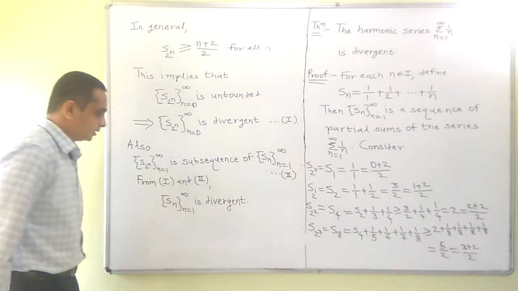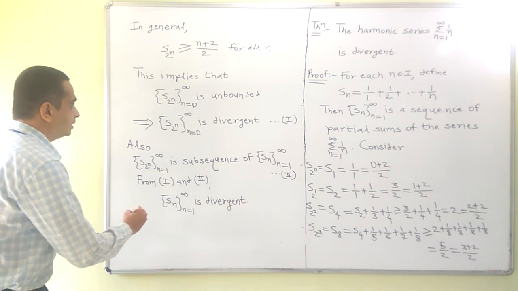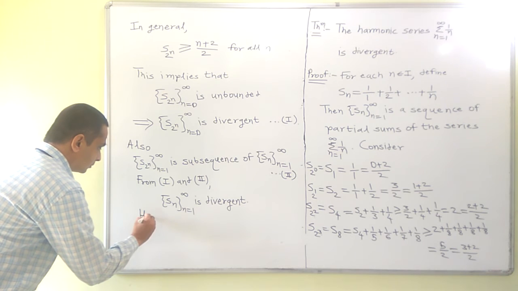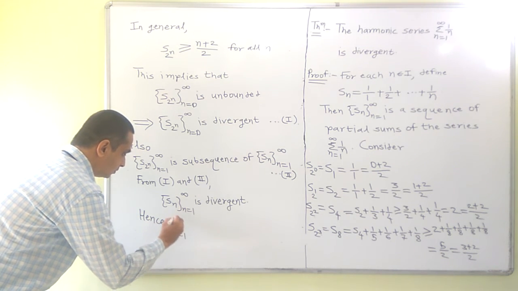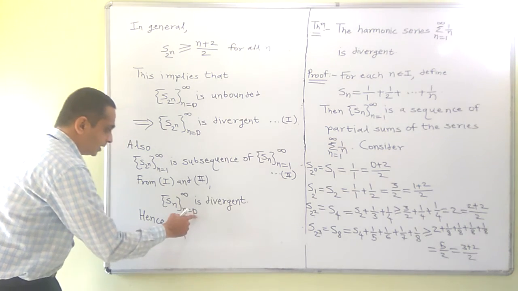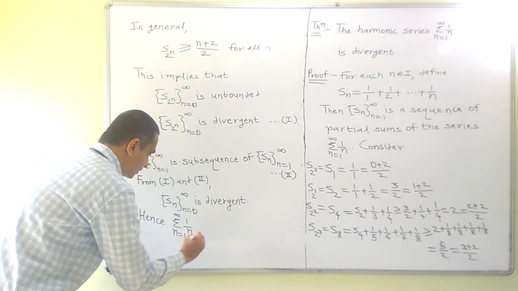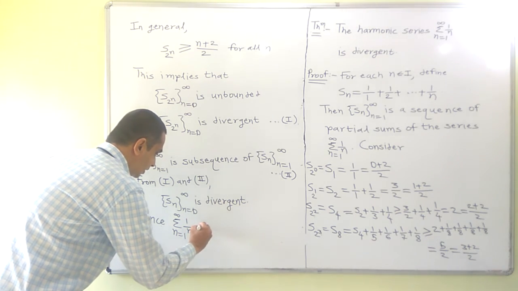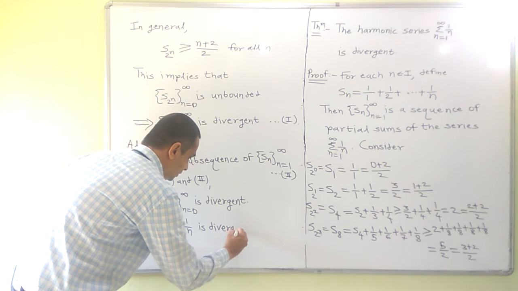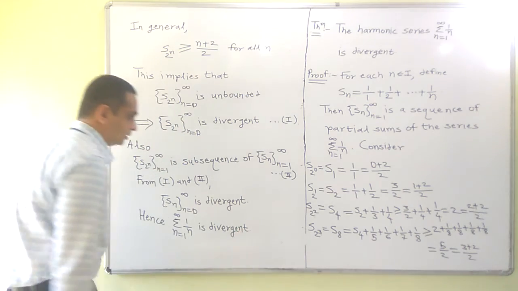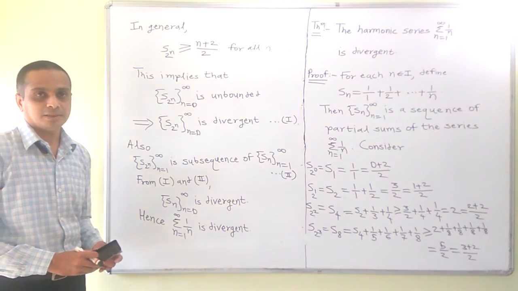And recall the basics. A series is divergent if its sequence of partial sums is divergent. Hence, the series n is equal to 1 to infinity, you could write 0 or 1, that won't affect the proof, the series 1 upon n, that is the harmonic series, is divergent. So this completes the proof of the fact that the harmonic series is divergent.